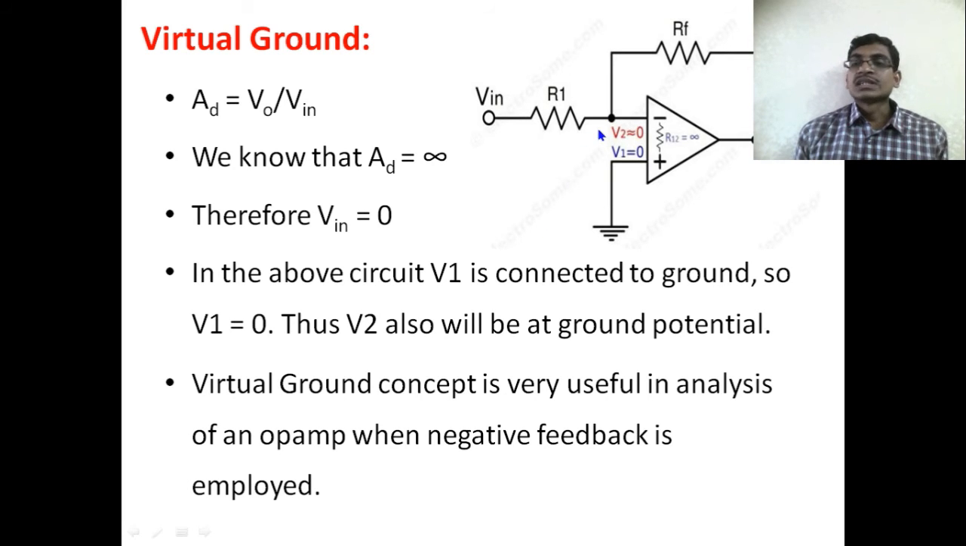So this concept is called the virtual ground concept. The virtual ground concept is very useful in the analysis of op amp when negative feedback is employed. The virtual ground concept says the voltage at the two inputs of our operational amplifier is equal to 0 when one terminal is grounded. So if this terminal is grounded, definitely the voltage at the other terminal is also equal to 0 only. This is called virtual ground concept.